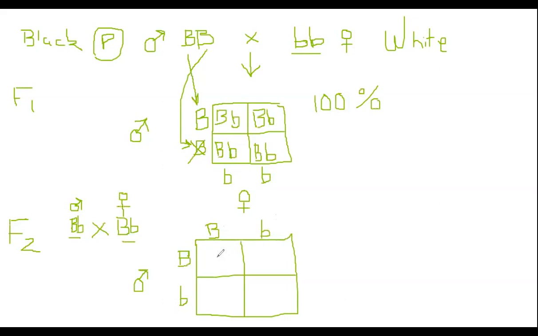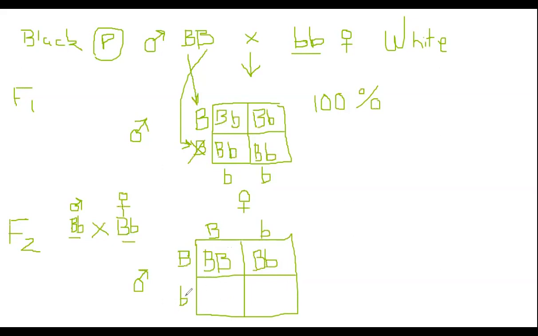Okay, so what are the possible genotypes for the offspring? Big B sperm, big B egg, fertilisation will give rise to an F2 individual with the genotype big B, big B. Okay, let's try this one. Big B, little b.